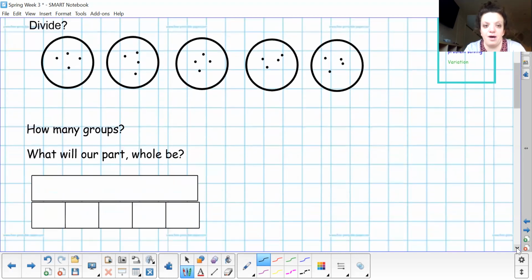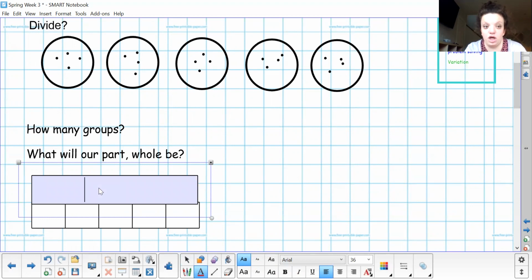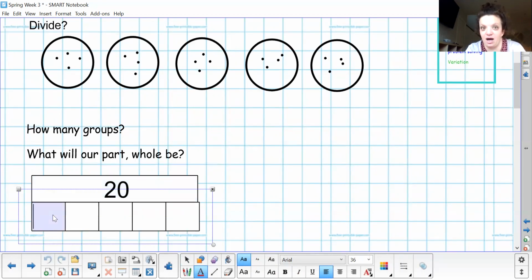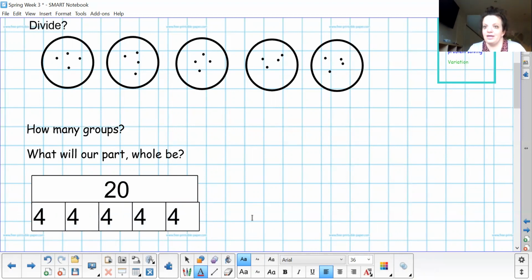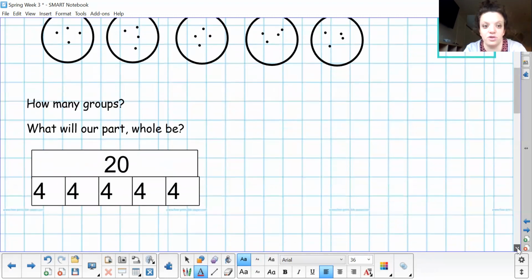So now I've got my part whole. My whole number is going to be my big total, which is 20, my 20 pencils. And I've got my 5 parts, my 5 groups that I've shared between my 5 pots. And in each of them, I'm going to put 4, because that's how many is in each. Okay? And 4 add 4, add 4, add 4, add 4 equals 20. So that's the first question. Well done if you've got all of those right.